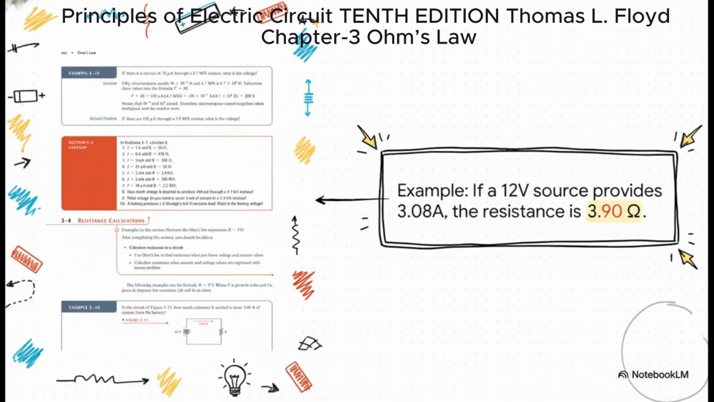Let's make this practical. Say you're messing around with your car's lighting circuit. You hook up a headlight to the 12-volt battery, and you put your meter on it, and it reads 3.08 amps. So what's the headlight's actual resistance? All you've got to do is divide 12 volts by 3.08 amps, and boom, you find out it's 3.90 ohms.